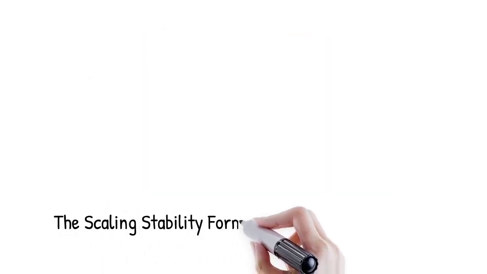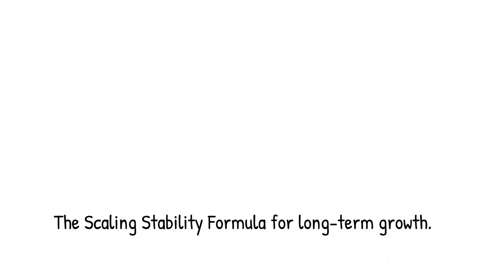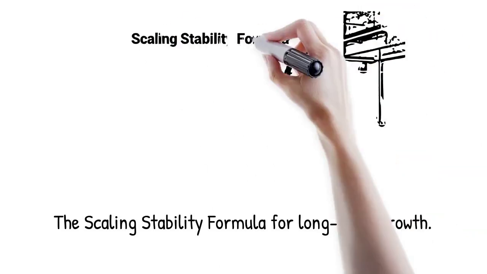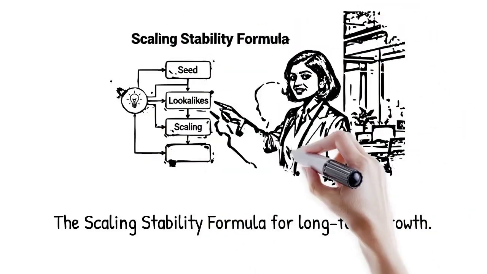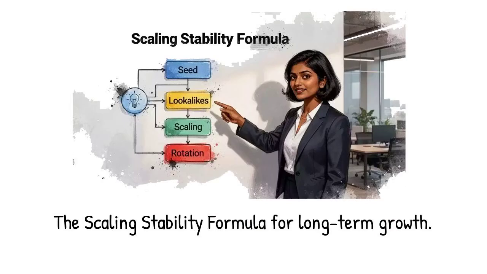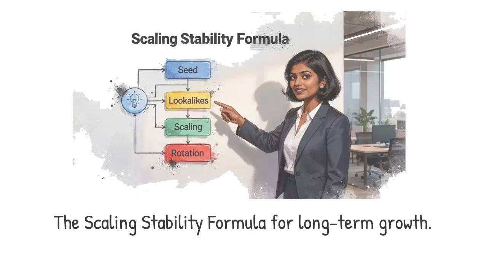7. The scaling stability formula. Here's the formula used by elite advertisers. Strong seed, layered lookalikes, smart budget scaling, creative rotation, weekly optimization equals long-term scaling stability. This is how you scale for months, not days.